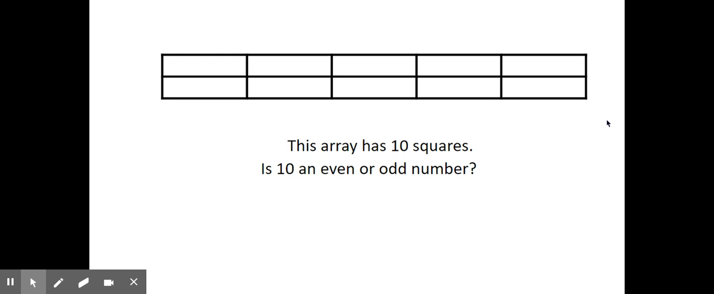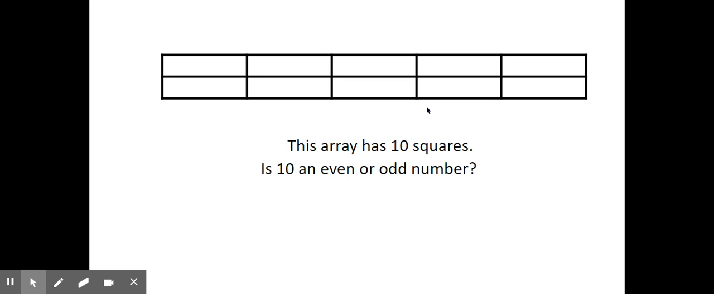We have been doing review of second grade math. Today we're going to start by talking about arrays and even and odd numbers. Here is a picture of an array. This array has 10 squares. You can take a minute to remember about rows and about columns. Remember, columns go up and down, and rows go side to side. So this array has 2 rows and 5 columns, and altogether there are 10 squares.